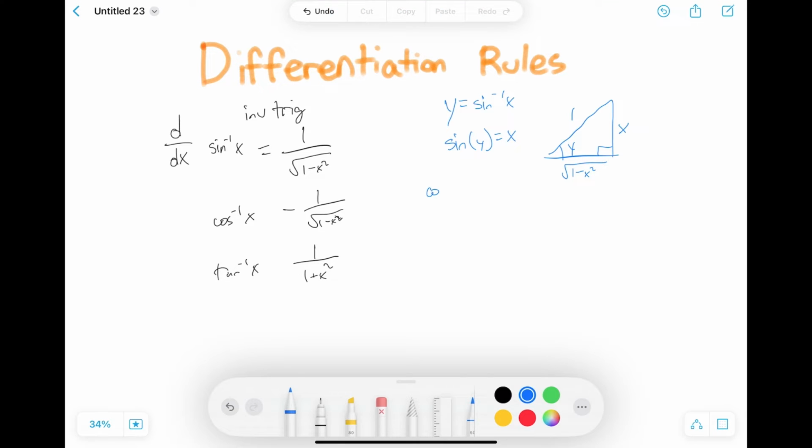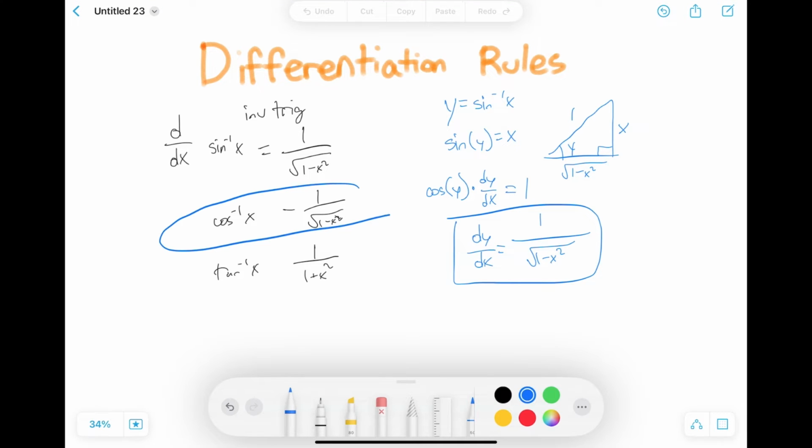On the left side, we have cosine of y times the derivative of that inner function. And this is equal to 1. And when we solve for the cosine of y, we're going to end up getting 1 over this cosine, which just ends up being square root of 1 minus x squared. And then you would just repeat this process if you wanted to figure out, okay, what is arc cosine, or what is arctangent's derivative.